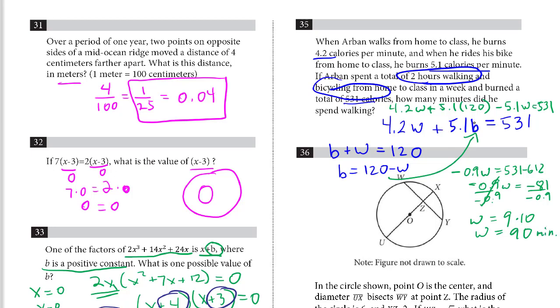That's how much time he spends walking. How many minutes did he spend walking? We just answered the question. W equals 90. 90 is the answer for 35. Be careful you get that right, because they could ask how many minutes does he bike, which would be, I guess, 30 minutes in this case. Okay.